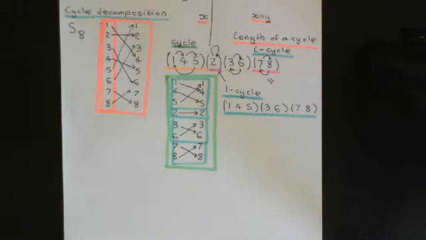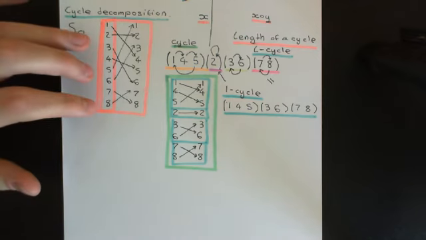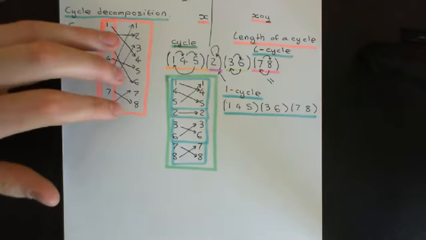Okay, so welcome back to this next video in which we are discussing conjugation in the symmetric group on the set of n elements. Okay, right, so we've just been discussing the cycle decomposition of a set permutation, and the example we did was a set permutation on the set of 8 elements.